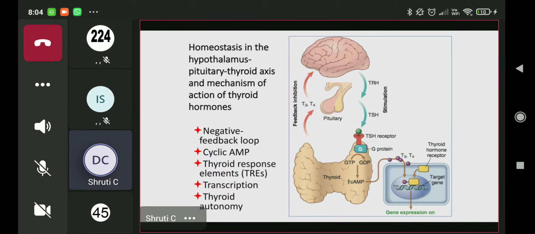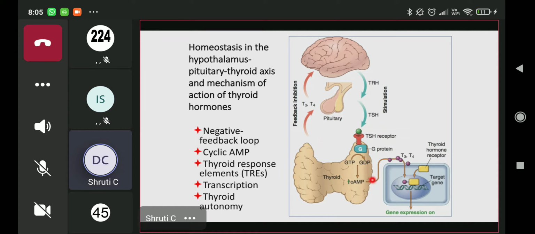Okay, fine. Now, what maintains the homeostasis in the hypothalamus-pituitary-thyroid axis? What balances the production of the thyroid hormones? There is a negative feedback loop. The hypothalamus secretes thyroid releasing hormone, which acts on the pituitary gland and stimulates it to produce thyroid stimulating hormone, which again acts on the thyroid gland to produce the thyroid hormones. So what maintains the balance here? There is a negative feedback loop. If there is excessive production, then the thyroid hormone will act on the pituitary, and in turn on the hypothalamus, maintaining a balance.